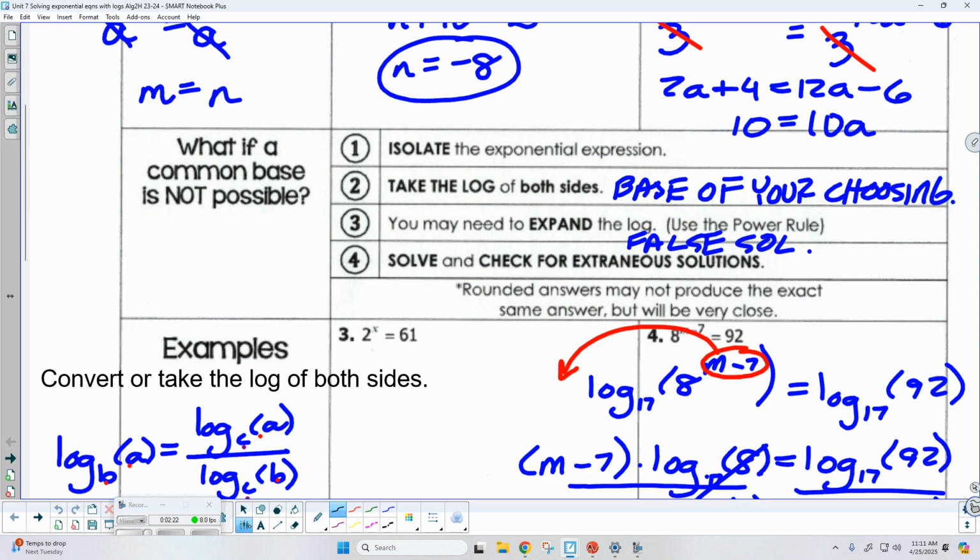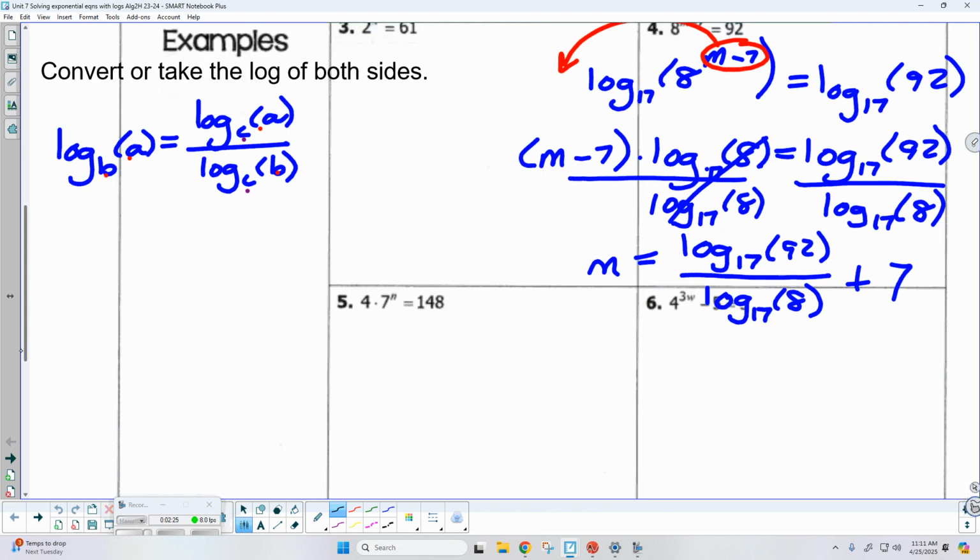Now, in either case, you always want to make sure that the exponential is isolated before you do anything. So for example, let's take a look at number 5. It says 4 times 7 to the power n equals 148. Well, that exponential, we're talking about the base and its power combination. So this right here is not isolated yet. See, I'm multiplying it by something. So I have to get rid of that 4.